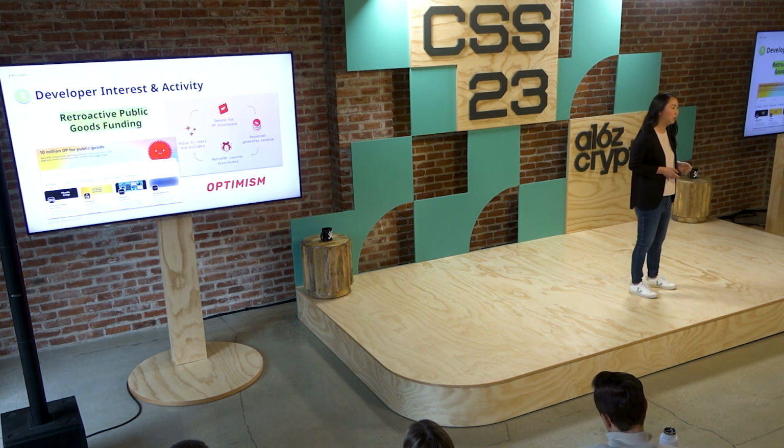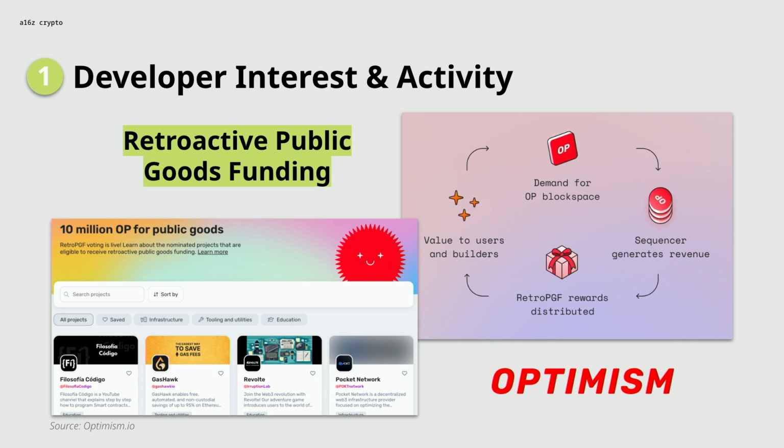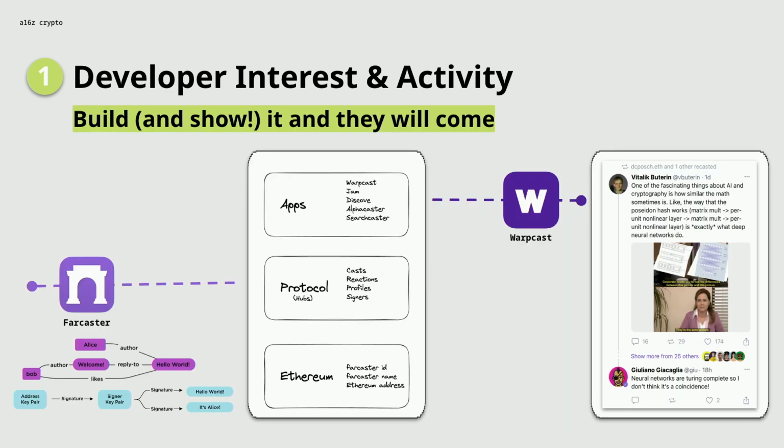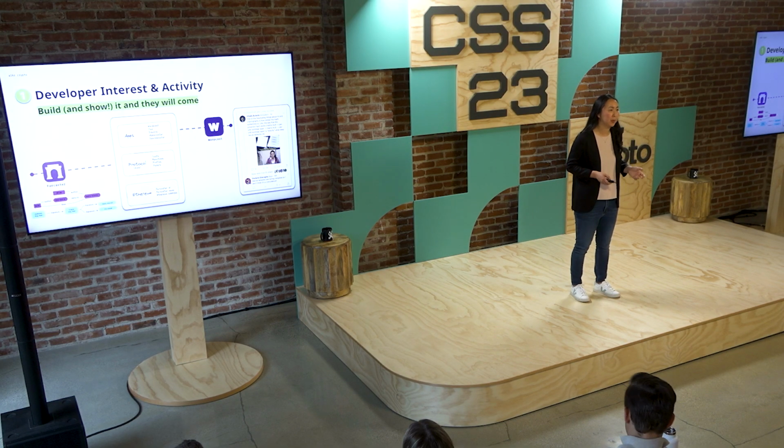Optimism uses something called retroactive public goods funding, where in this case, they allocate part of their token supply to retroactively reward projects that are bringing value to the Optimism ecosystem. And it's not enough just to have your protocol design or your developer tooling, but in most cases, you really need to develop the first set of front ends as well. So in this case, Farcaster is a social protocol, but they've also developed this front end, Warpcast.